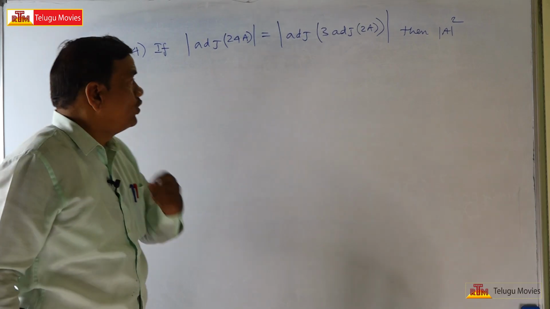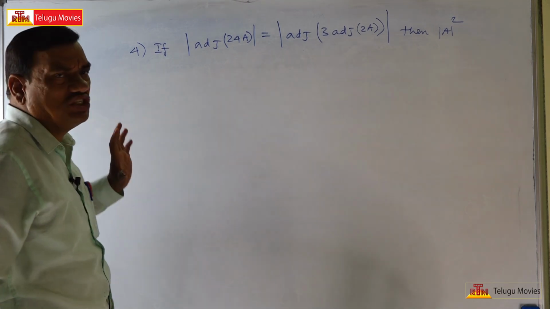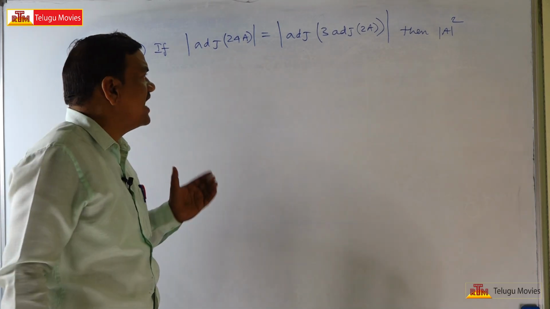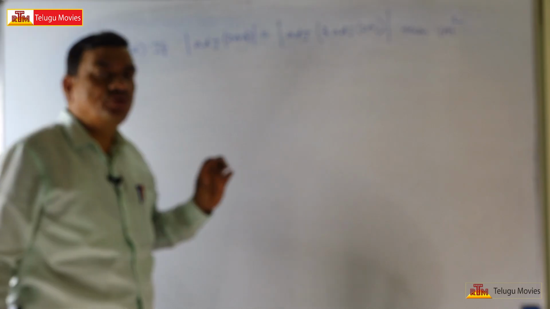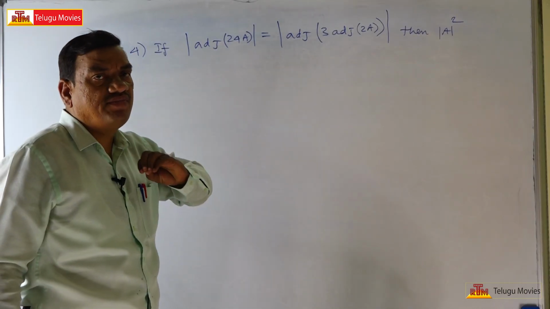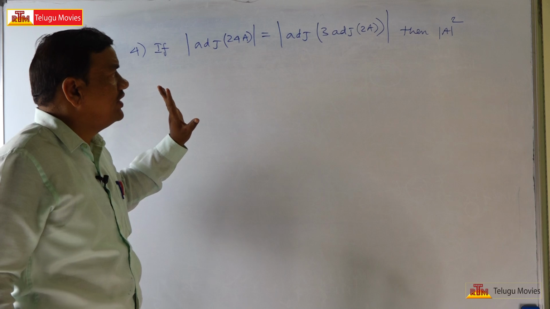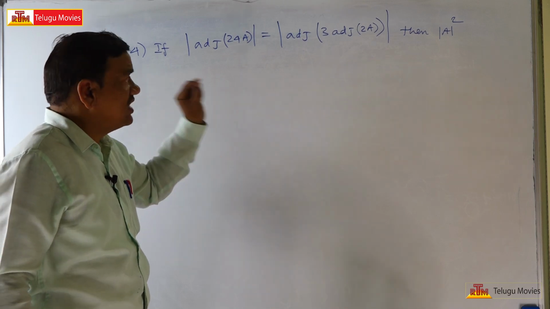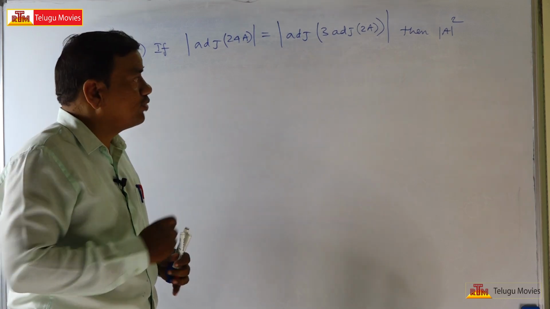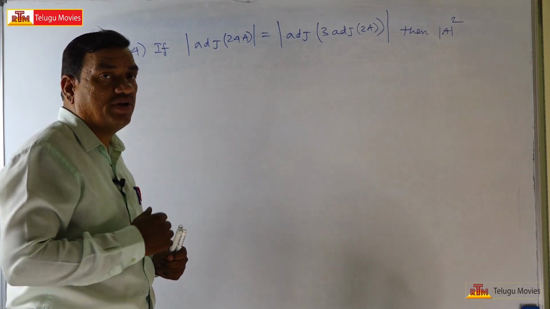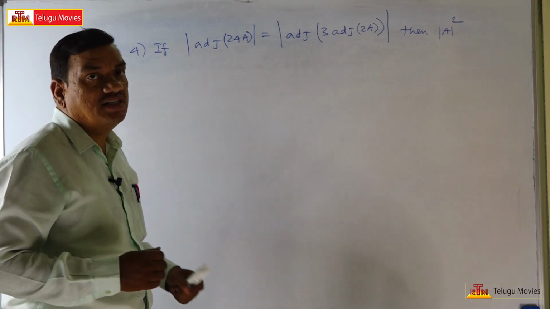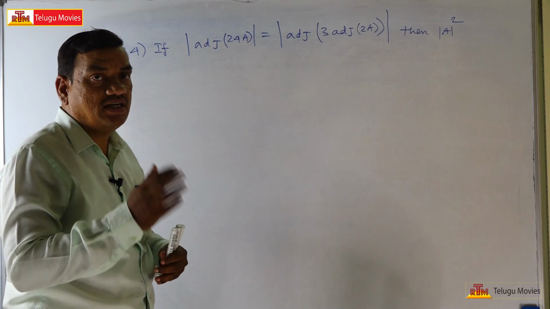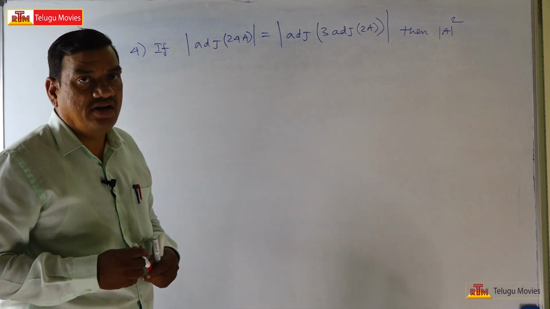Dear students, welcome to the fourth problem. This is a problem of determinants and adjoints. If you know the properties, the problem is very easy. Before solving this problem, first I will explain the properties. In my previous videos, I explained these properties and results. Once again, I will revise those things.